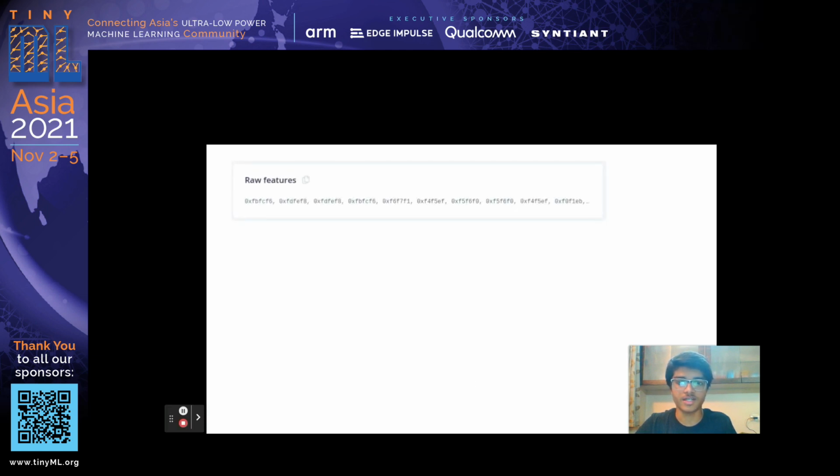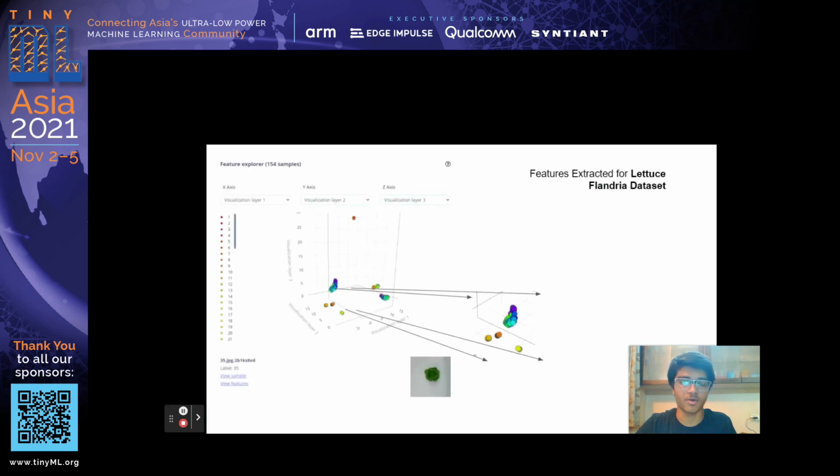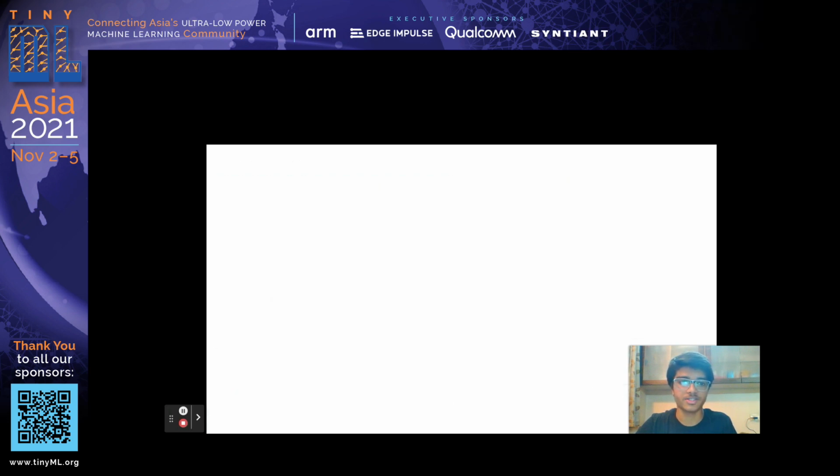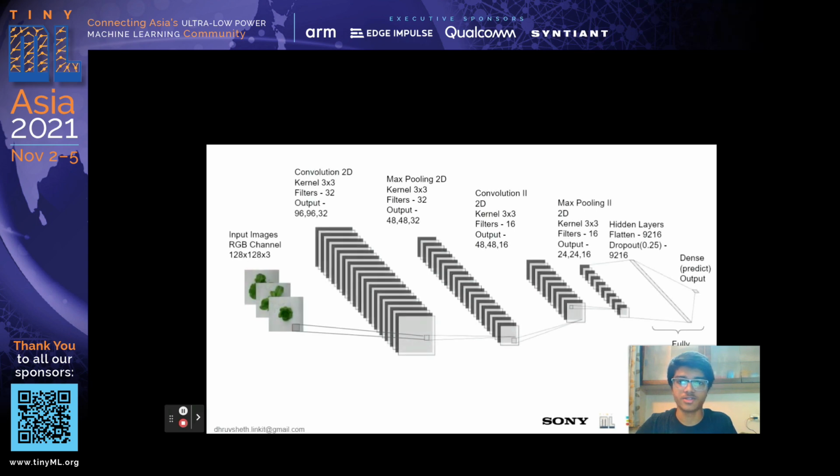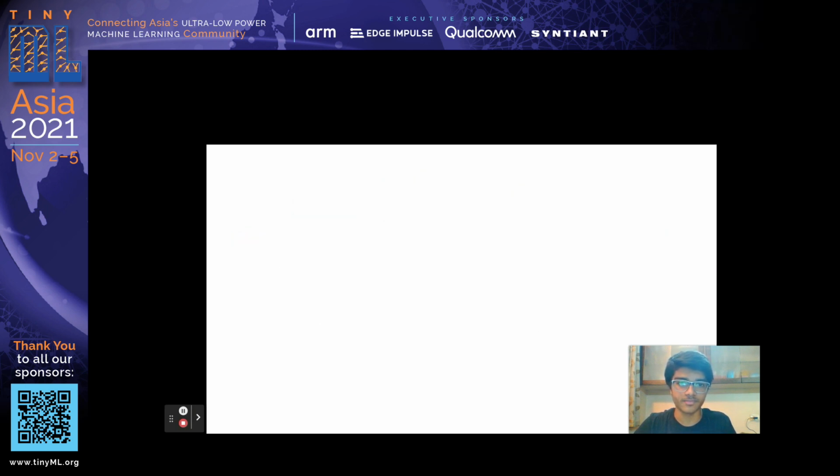Raw features were then ingested into the EdgeImpulse Studio, and processed features for the image were obtained. These processed features were then used to train the model. A total of 154 samples were ingested, and 154 training features were then obtained. A convolutional neural network was then designed with a convolutional 2D layer for the model. RGB images of 128 by 128 size were ingested into the model.